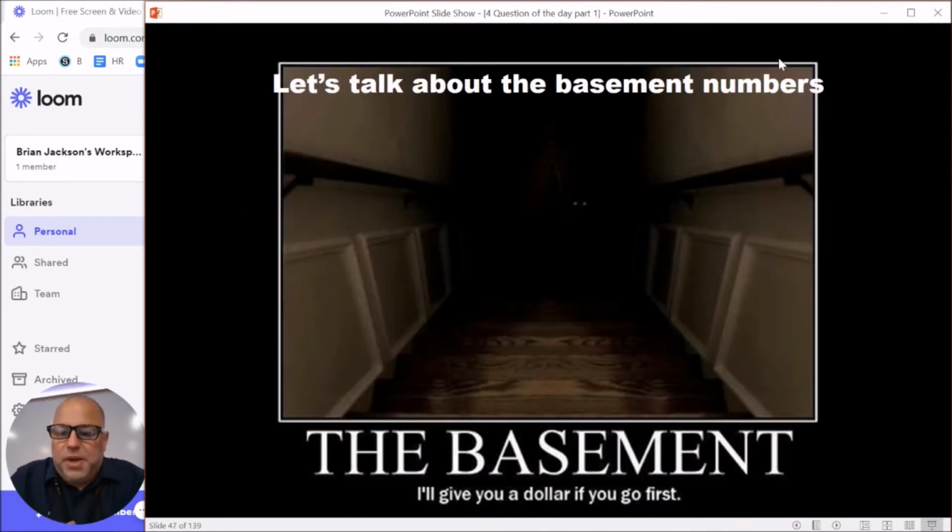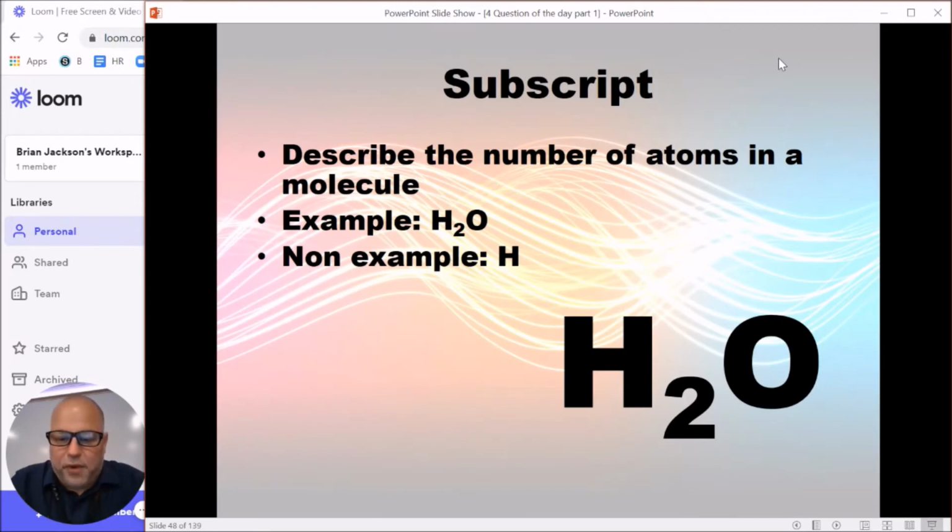So when we're talking about atoms bonding together, we need to talk about some different things that are happening with those chemical formulas. So that brings us to the spooky basement numbers, right? If you look at chemical formulas like our good friend H2O right here, well, look, the 2 is kind of dangling down below. What in the world is up with that 2? Now, that's called a subscript.